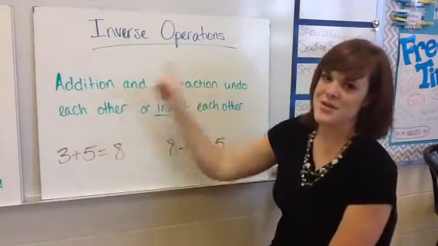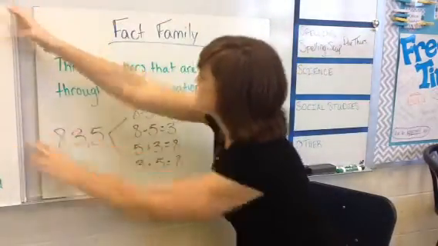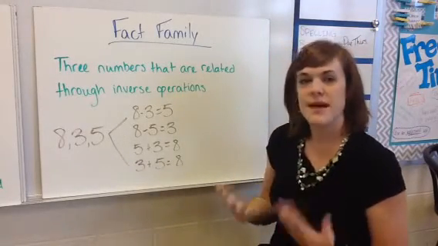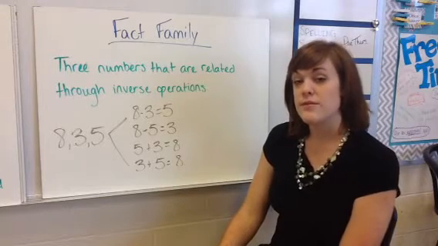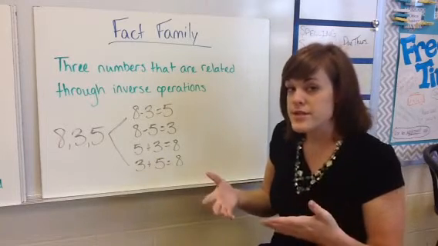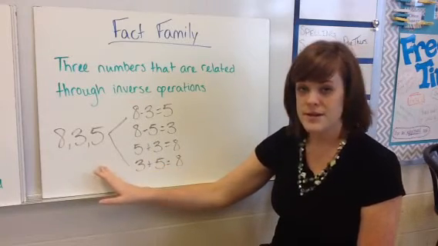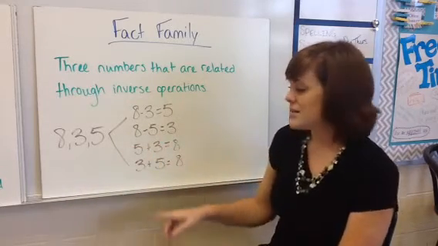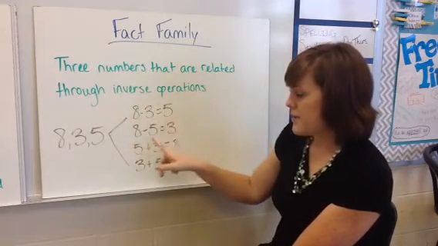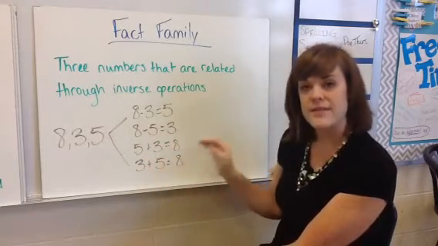Oh, please write this in your notes. So, inverse operations can make fact families, which is also something some of you may have heard before. A fact family is just 3 numbers that are related through inverse operations. So, using addition and subtraction, I chose to do 8, 3, and 5, which is the same numbers I had on my last slide. This is a fact family. So you do 8 minus 3 is 5, 8 minus 5 is 3, 5 plus 3 is 8, 3 plus 5 is 8.